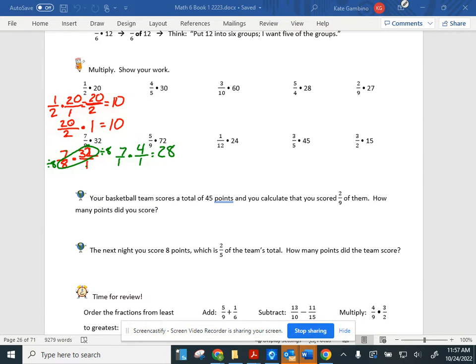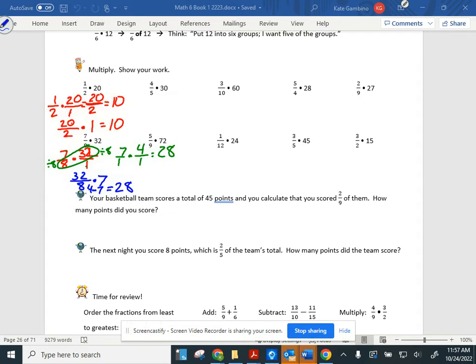Now I can do it our shortcut way, and we can say, okay, my whole number, I'm going to put over my denominator times the numerator. So 32 divided by 8 gave me that 4. 4 times 7 gives me 28. So we get the exact same answer, just less steps to get there.